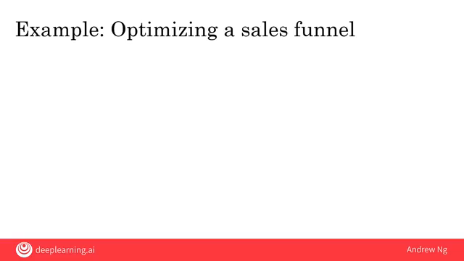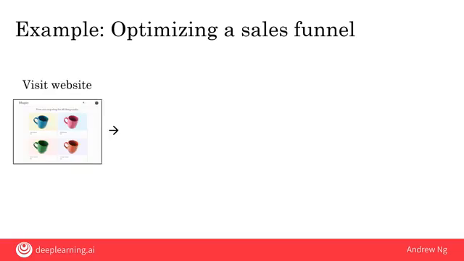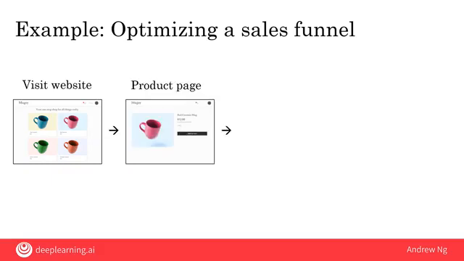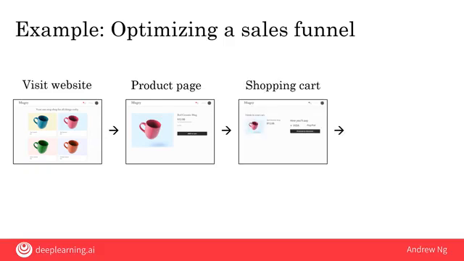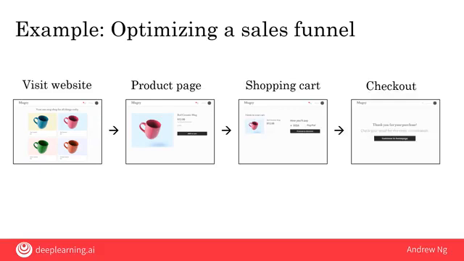As our running example, let's say you want to optimize a sales funnel. Say you run an e-commerce or online shopping website that sells coffee mugs. And so for a user to buy a coffee mug from you, the sequence of steps they'll usually follow: first, they'll visit your website and take a look at the different coffee mugs on offer. Then eventually they have to get to a product page, and then they'll have to put it into their shopping cart and go to the shopping cart page. And then they'll finally have to check out.